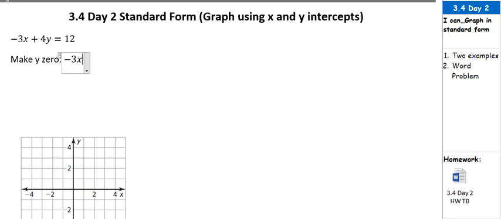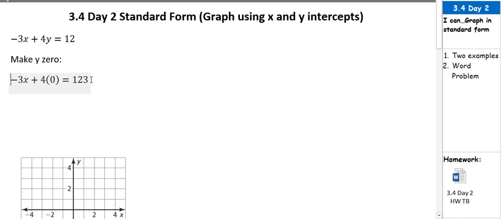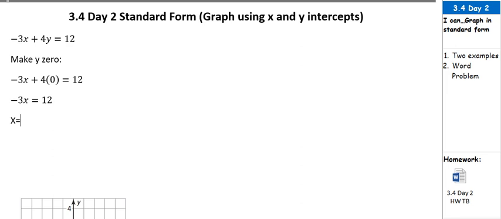Negative 3x plus 4 times 0 equals 12. Negative 3x equals 12 because 4 times 0 is 0. Now I'm going to divide both sides by negative 3. And I get x equals negative 4.